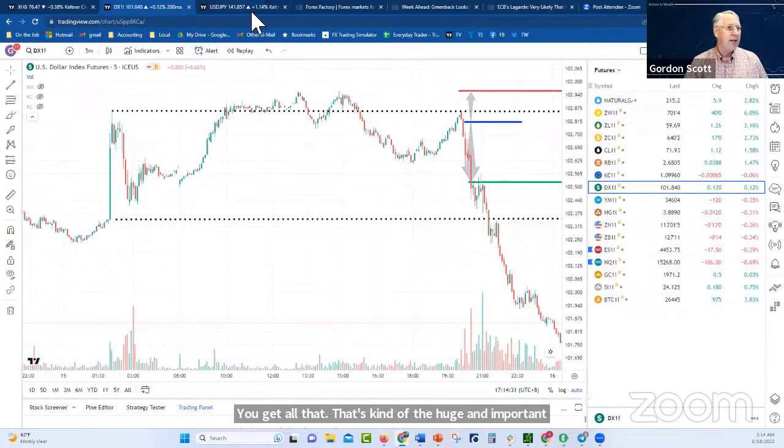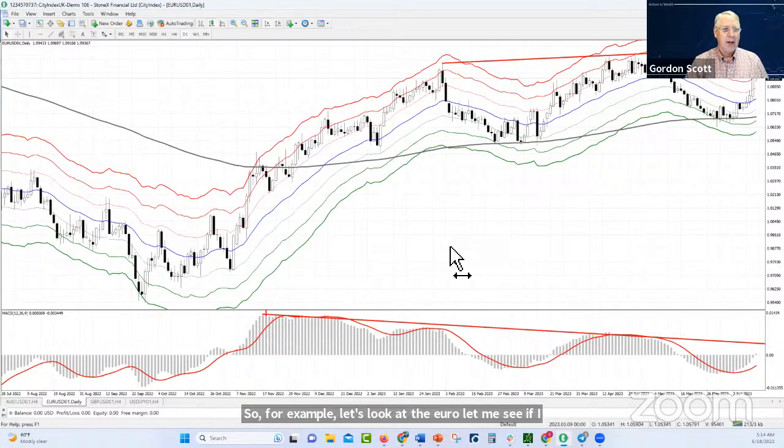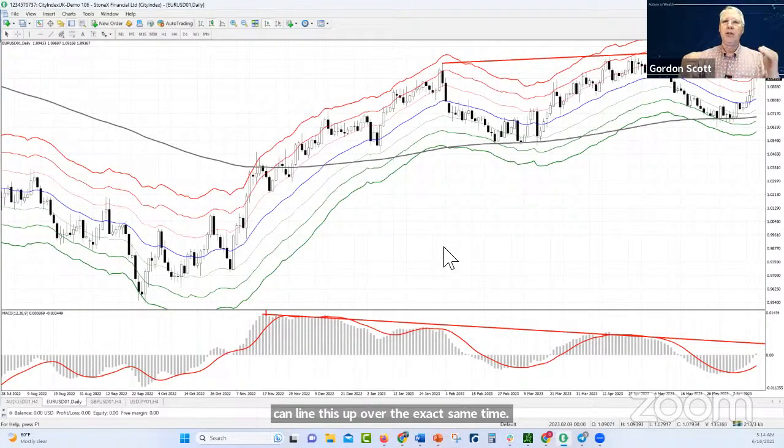That's kind of the huge and important thing that we're going to look for in the coming week, right? So, for example, let's look at the euro. Let me see if I can line this up over the exact same time frame. I mean, here's what's going on. US inflation data is dropping, and the Fed looks like they don't want to raise rates anymore. And so it's a good possibility that the inflation will continue to drop in the US, and that maybe even the Fed will either not raise rates or they will bring them lower.